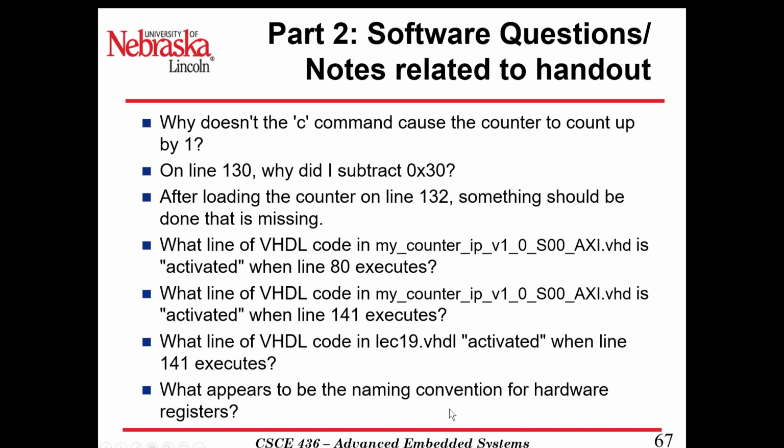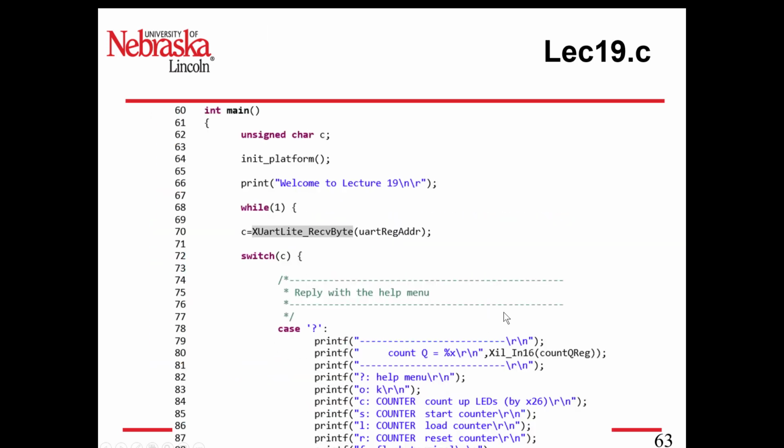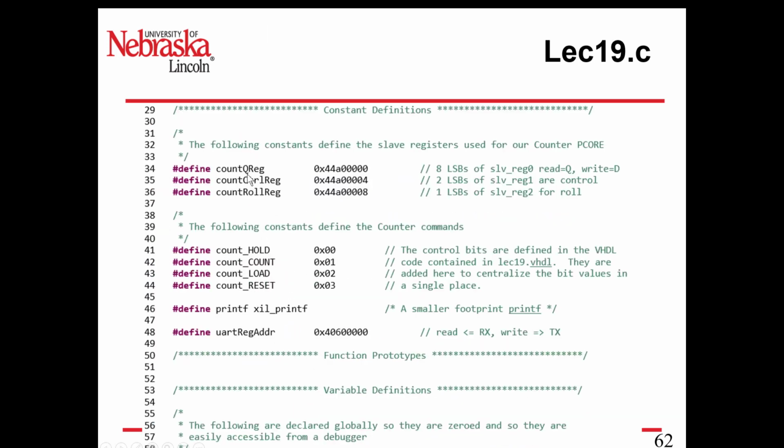What appears to be the naming convention of the hardware registers? Entity level followed by the signal name and then the register. So basically count_Q_register, control_array. That's kind of the way I name these registers that you're reading for your slave registers.